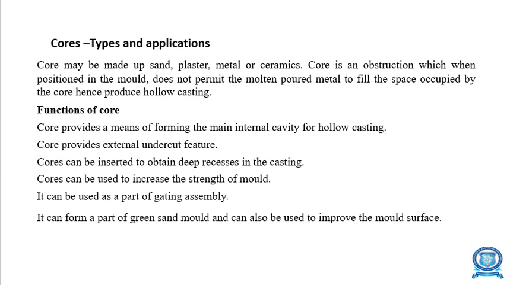Functions of core. The core provides a means of forming the main internal cavity for hollow casting. Core provides the external undercut feature. Core can be used to obtain the deep recesses in the casting. Core can be used to increase the strength of the mold. It can be used as a part of the gating assembly. It can form a part of the green sand mold and can also be used to improve the mold surface.